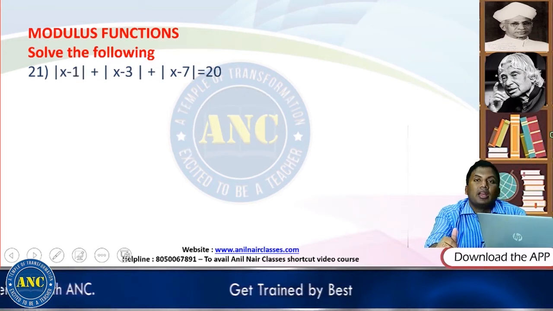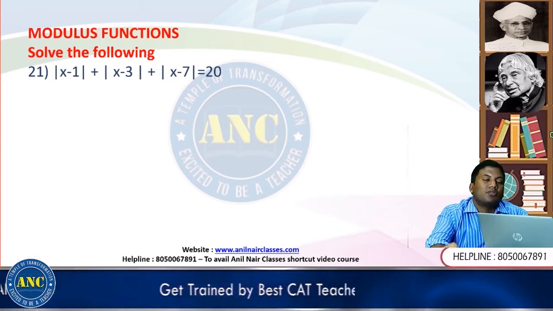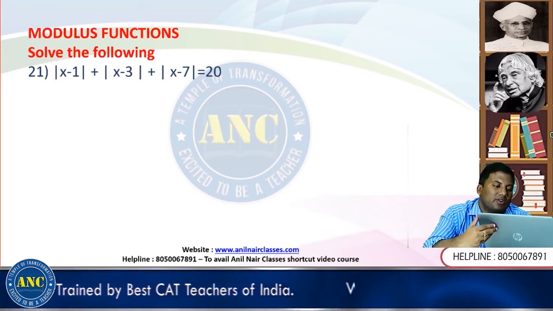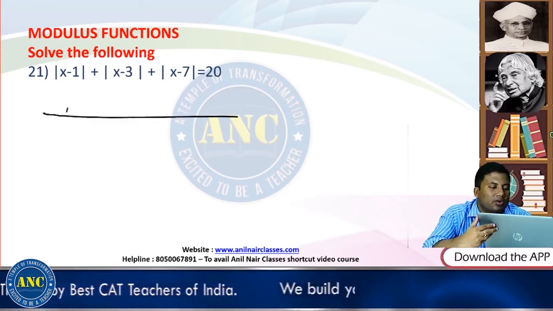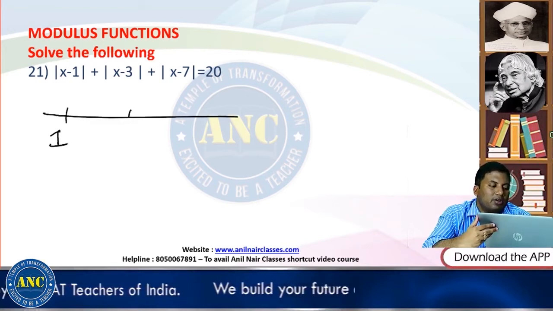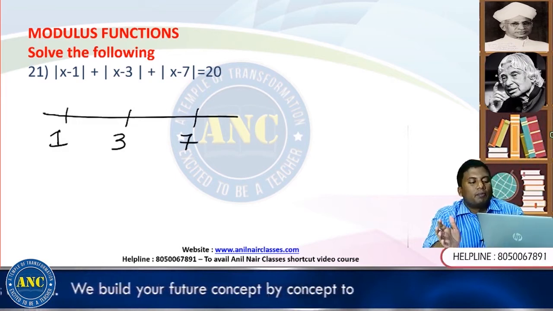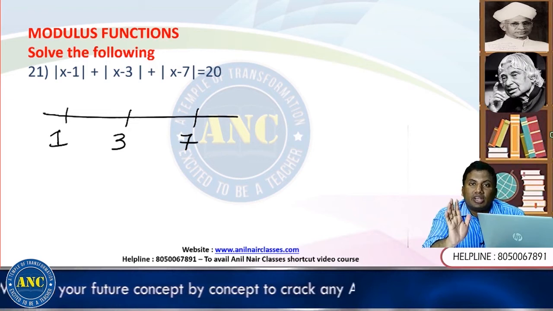21st. Next one. Mod x minus 1 plus mod x minus 3 plus mod x minus 7 is 20. 3 also you can do it. X is there at point 1. X is there at point 3. X is there at point 7. In between is it possible?